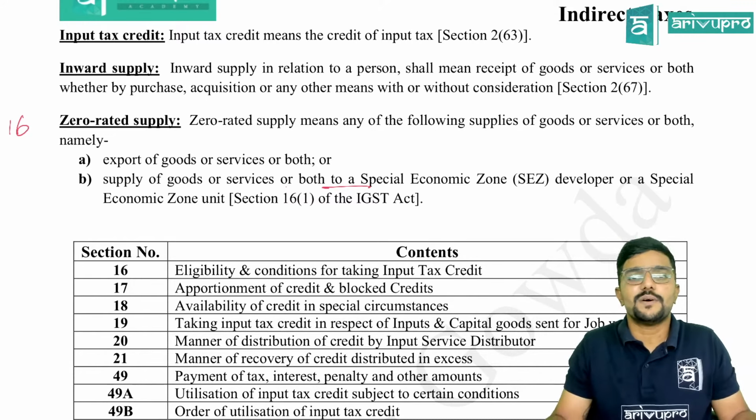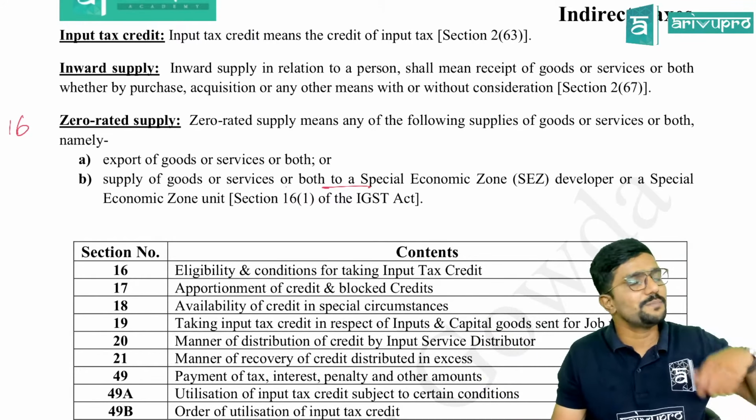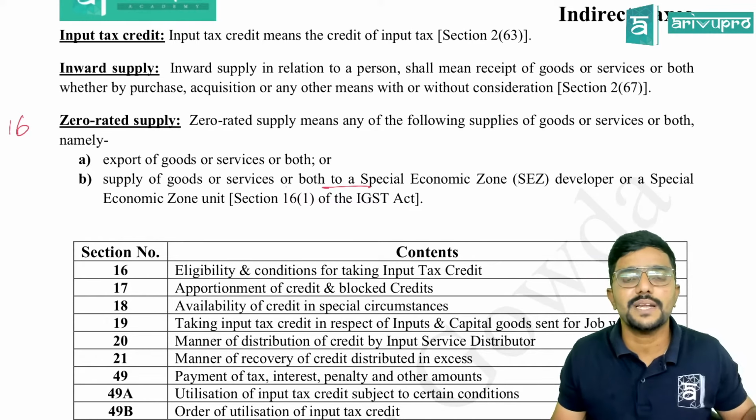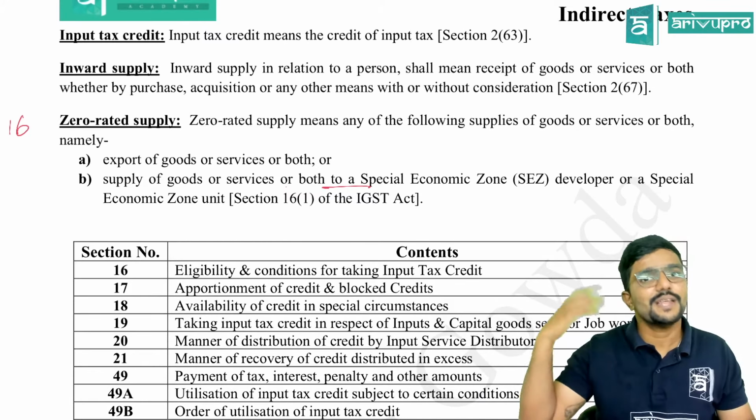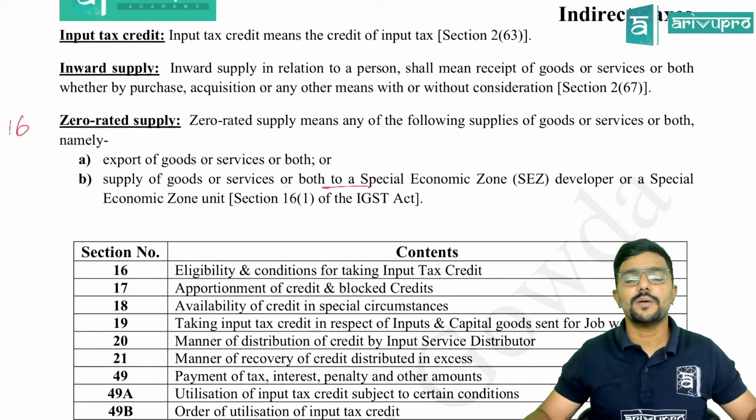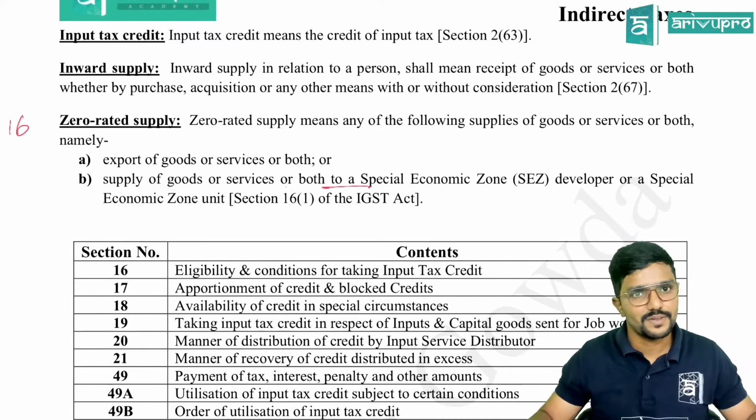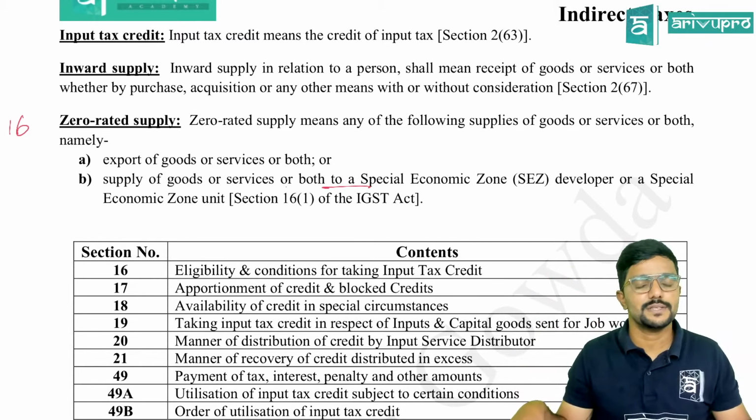Sir, how is it possible? Because outward supply is zero rated, so I will not pay tax. So on inward supply, I would have paid tax. How to claim the credit of it? In that case, you will be eligible for input tax credit. You can claim a refund of it. You can claim a refund of it. We will be learning more about this in the refund topics. Clear, guys? Interesting. Fine. As of now, just understand what is zero rated supply.